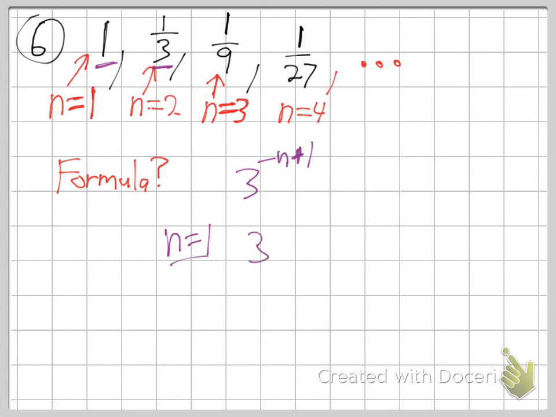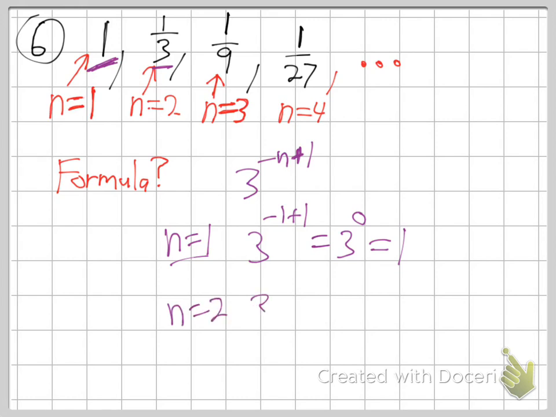What do you get? 3 to the negative 1 plus 1. What's that? 3 to the 0? What's anything to the 0 power? 1. Juan's rolling so far. He's got the first one. We plugged in 1. We got a 1. That's what we're supposed to get. But let's try 2 now.